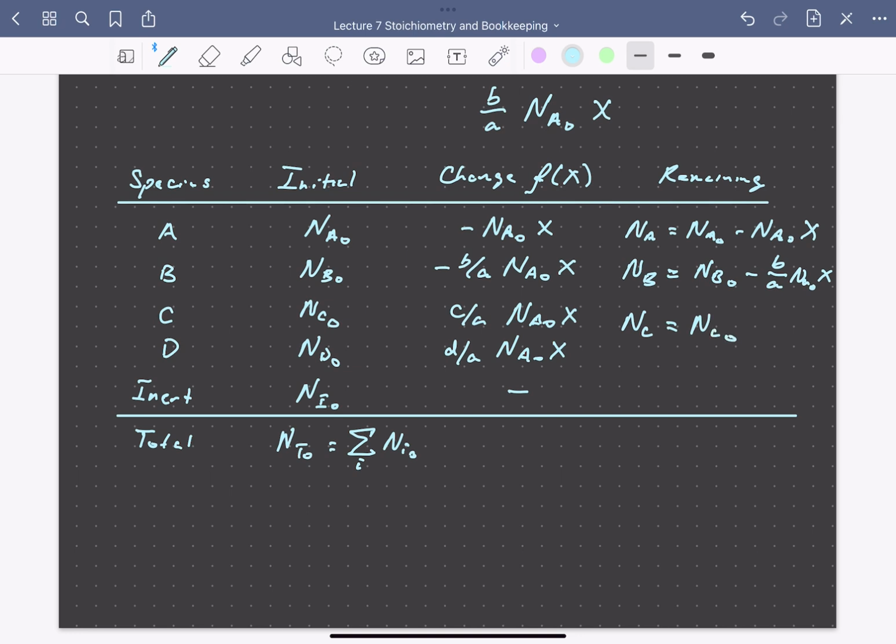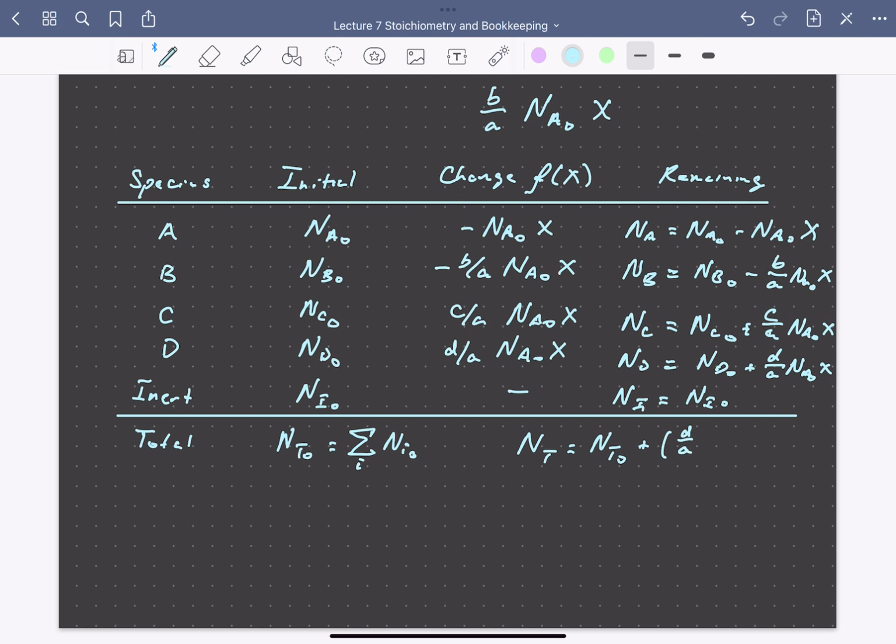And for our products, we'll have an increase in the number of moles with time. And for our inert, we will just have the same number of moles coming out as what we started with. So our total number of moles is going to be dependent on how many we started with at the beginning of the reaction, and also the reaction stoichiometry and progress.